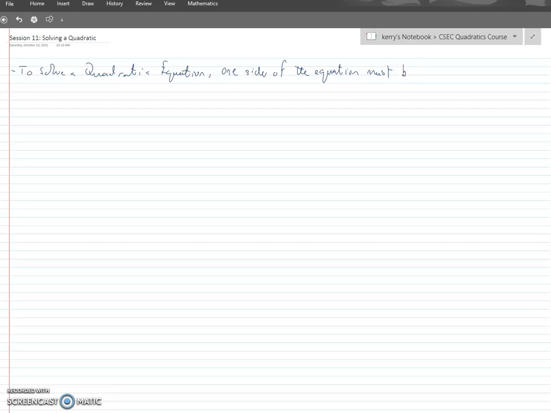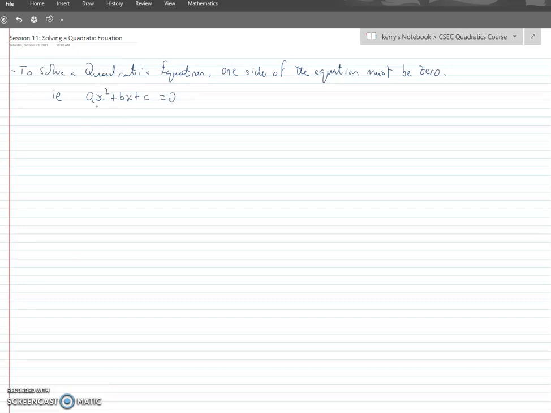Now, there are two main reasons for this. I will show you the less important of the two reasons right now, and then when we get to graphs, you will see why it is so important. But one side of the equation must be zero. So to solve a quadratic, it must look like this: ax squared plus bx plus c must be equal to 0.